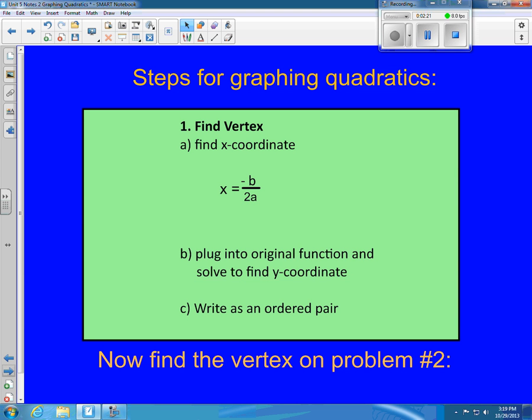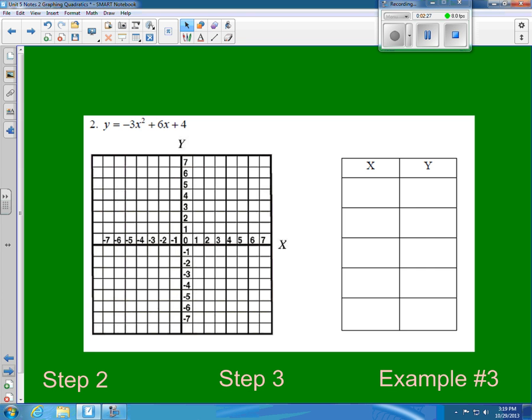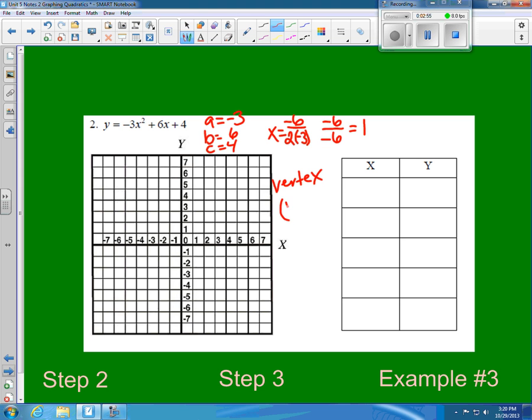So let's try to find the vertex on problem 2, and then we'll go into the next 3 steps. So take a look here. First, let's identify what a, b, and c are, just to have it down for ourselves. A is -3, b is 6, and c is 4. All right, so to find the x-coordinate of our vertex, we're going to do opposite b over 2 times a. So this turns into -6 divided by -6. So our x term is 1. So vertex is 1, comma.